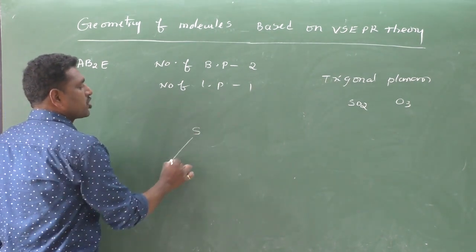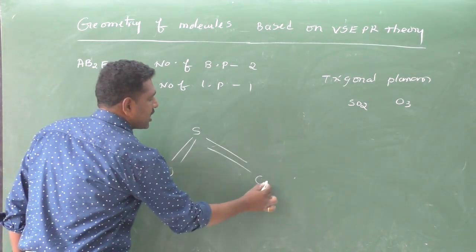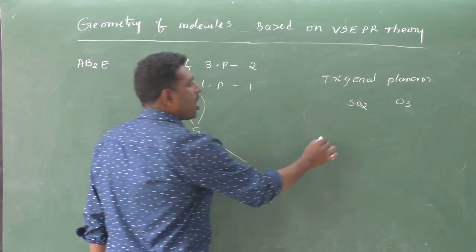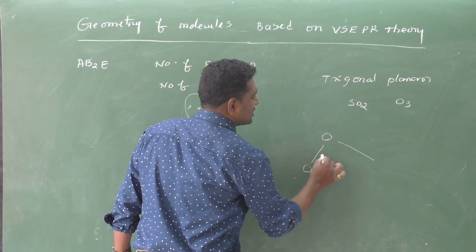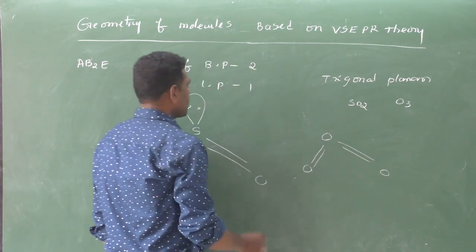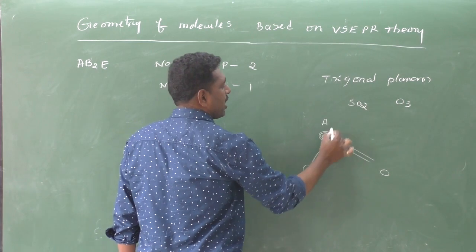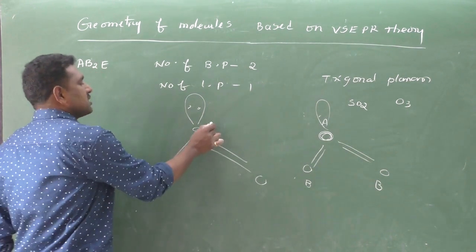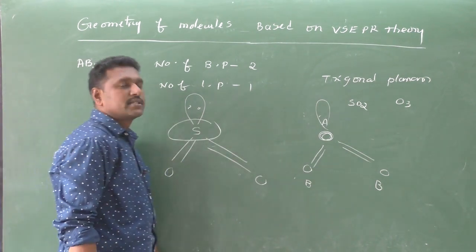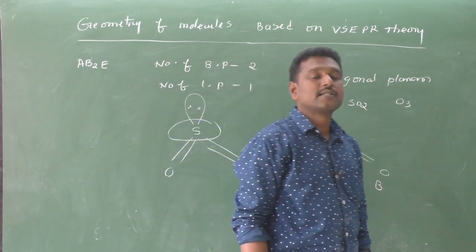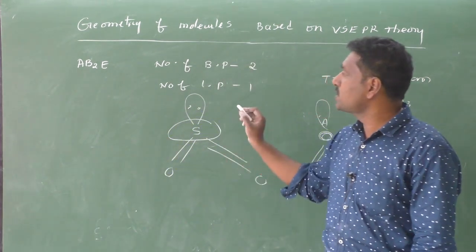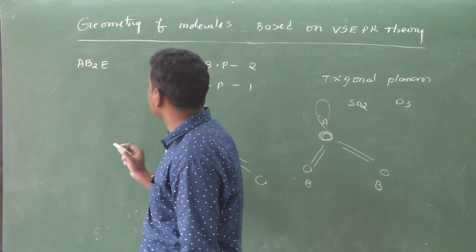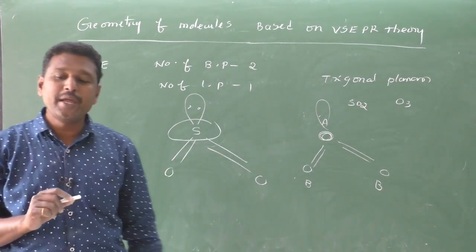When you observe the structure of sulfur dioxide, it has one lone pair of electrons. Ozone is also like this. One atom is considered the central atom A, this is B, and this is also B with one lone pair. Here sulfur is the central atom. So this is the AB2E type of molecule, with 2 bond pairs. B stands for bond.